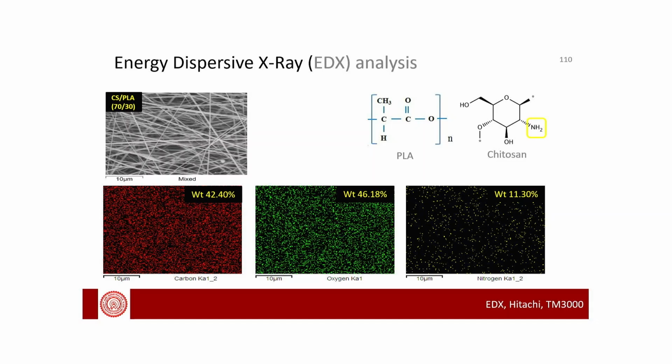Now, we can see here this is EDX. This analysis shows the presence of carbon, oxygen and nitrogen. So, in the chitosan and PLA blend, as per the blend proportion, we could get the weight percent, which is actually as per the homogeneous blending. This shows the perfect blending was there in the nanofibrous web.